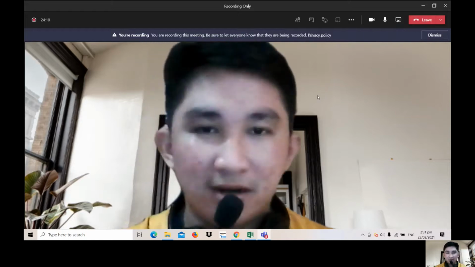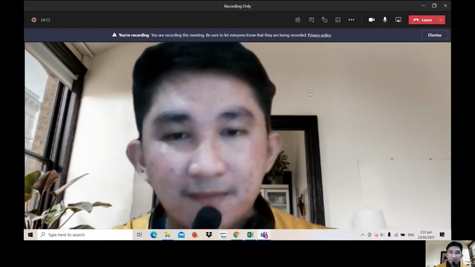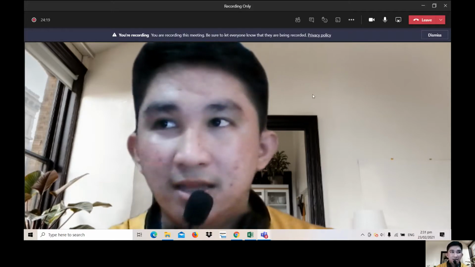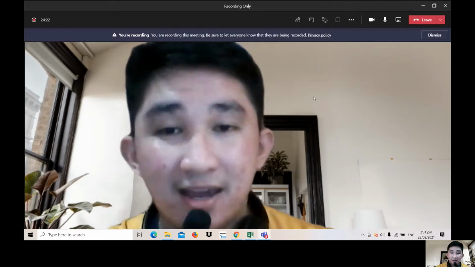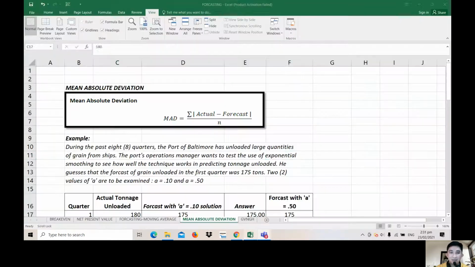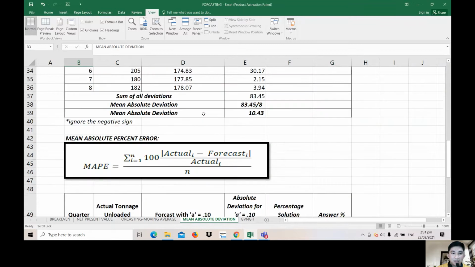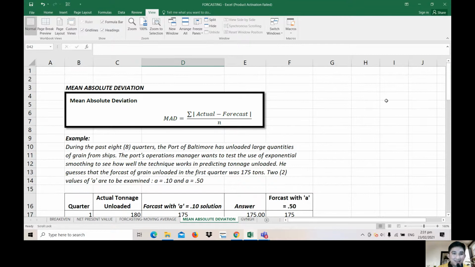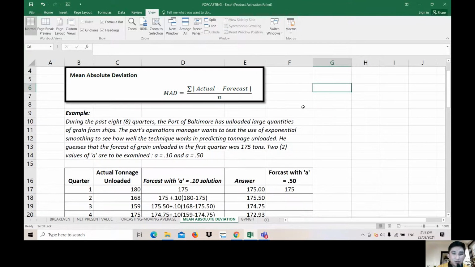We are now on the second part of the topic forecasting, in the productivity and quality tools subject. I will be discussing how to measure the forecasting error. I will be sharing my screen now. In measuring forecast error, we have these methods: mean absolute deviation, or MAD, and the mean absolute percent error, or MAPE. In measuring MAD, we have this formula: actual less the forecast over N, which is the period.